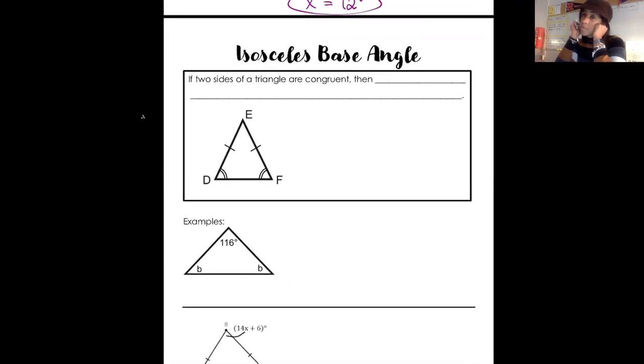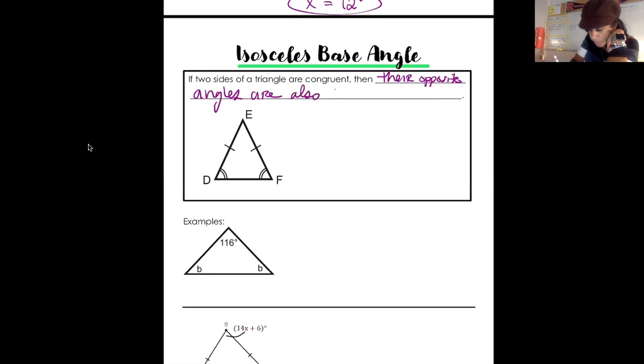Okay, the next thing we're discussing today, and it all goes together. You're going to see in a second that it just kind of builds upon the last one, is the Isosceles Base Angle Theorem. And that theorem states that if two sides of a triangle are congruent, then their opposite angles are also congruent.